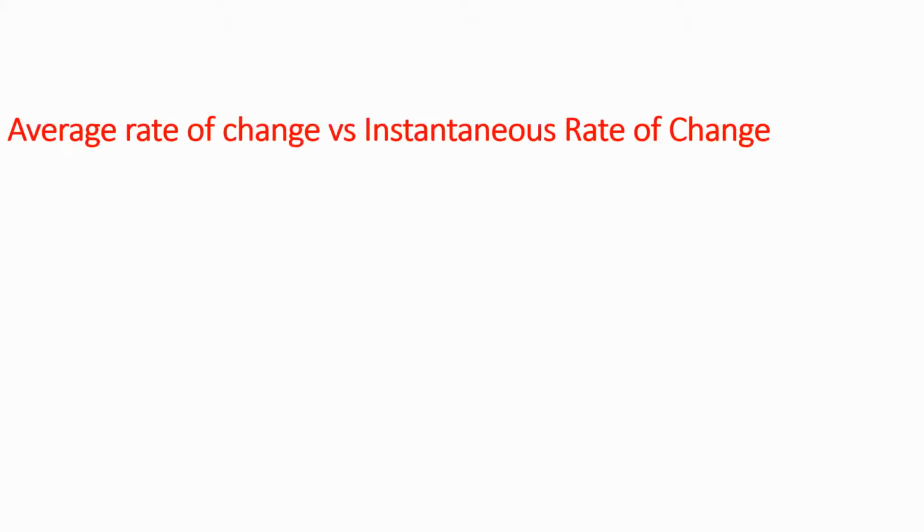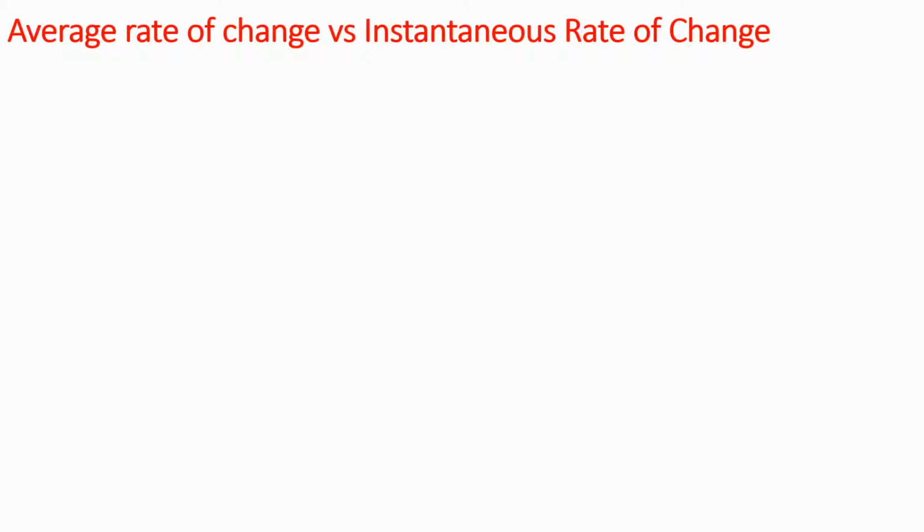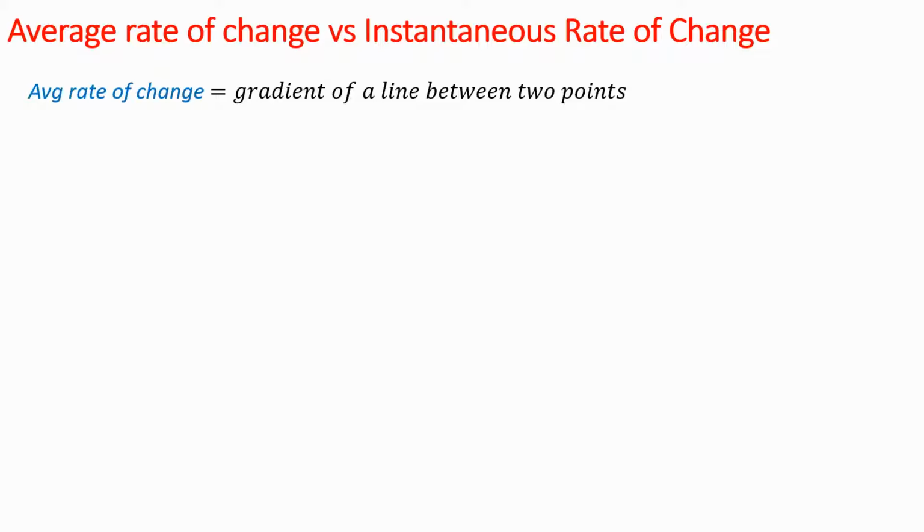Okay, so let's have a look. Average rate of change versus instantaneous rate of change. I talked about this in chapter 9, but I'm just going to remind you again. Average rate of change is the gradient of a line between 2 points. Hence why it's average, because between 2 points, what's the average change? That's what you're saying, like as x increases and y increases or decreases, what is the change? And that's why it's between 2 points.